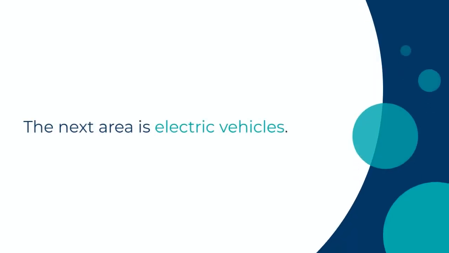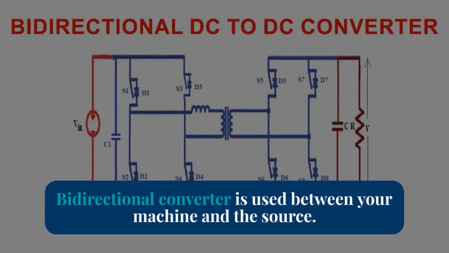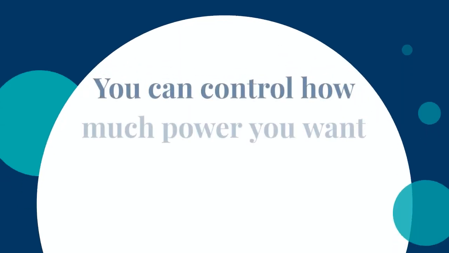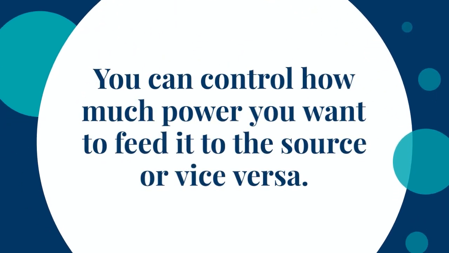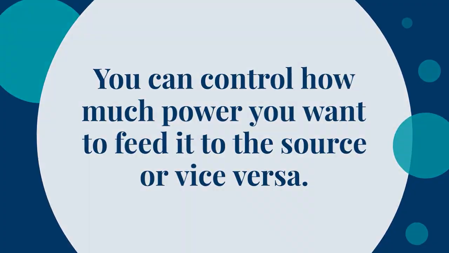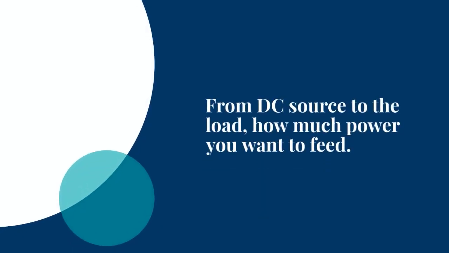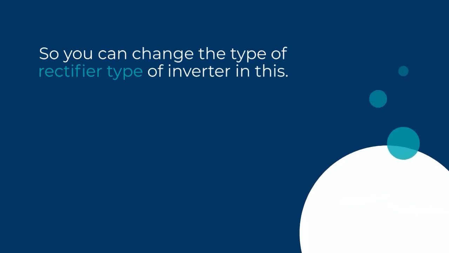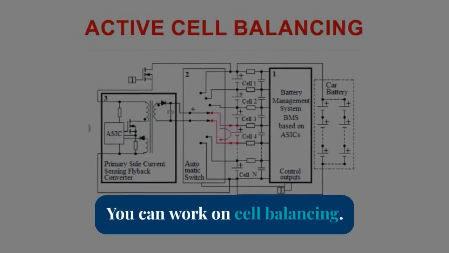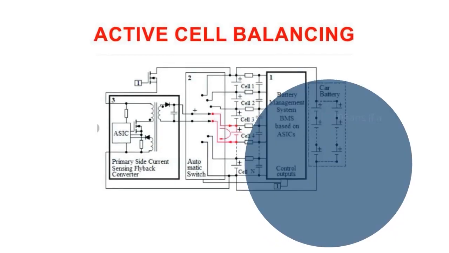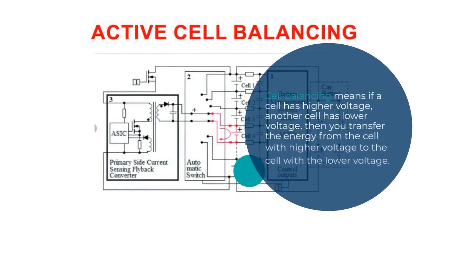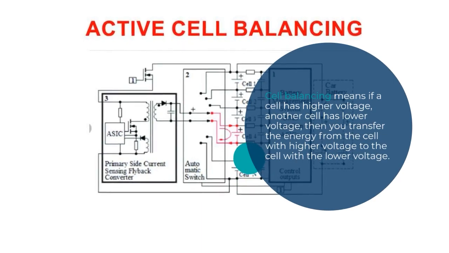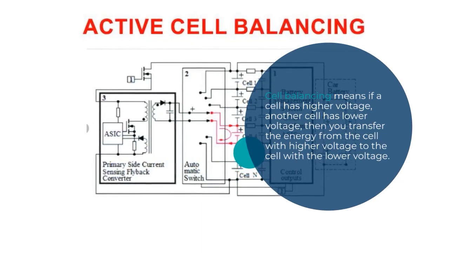The next area is electric vehicles. Bidirectional converter is used between your machine and the source. You can control how much power you want to feed to the source, or vice versa, from DC source to the load, how much power you want to feed. So you can change the type of rectifier, type of inverter in this. You can work on cell balancing. Cell balancing means if a cell has higher voltage and another cell has lower voltage, then you transfer the energy from the cell with higher voltage to the cell with the lower voltage.